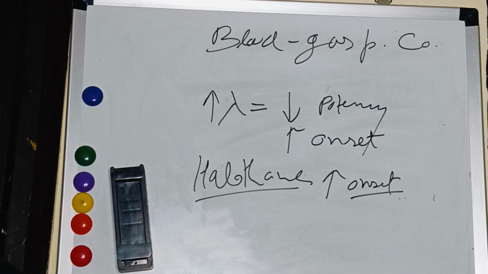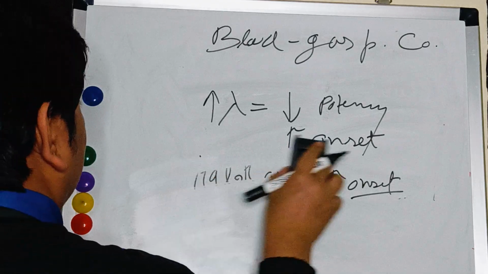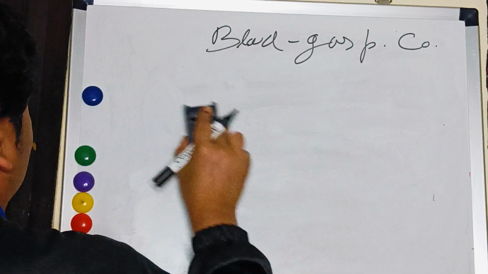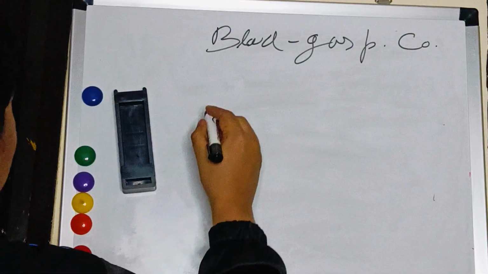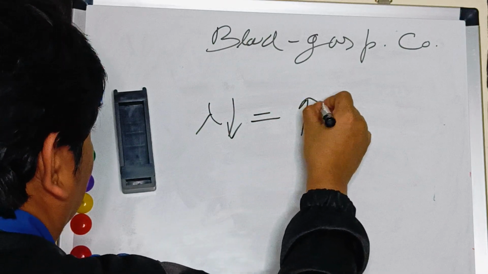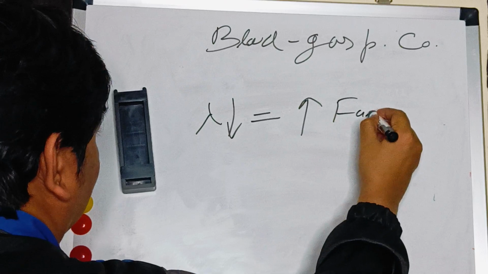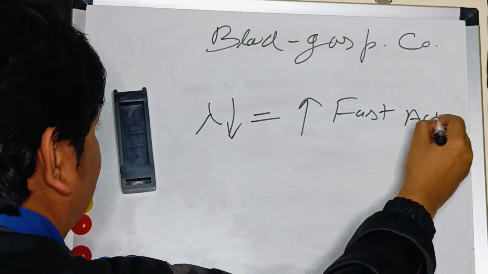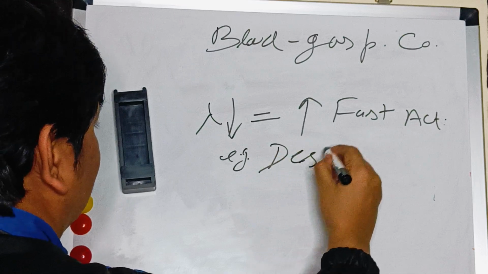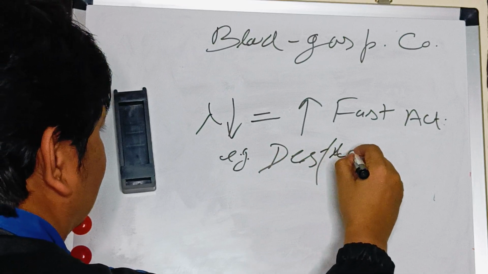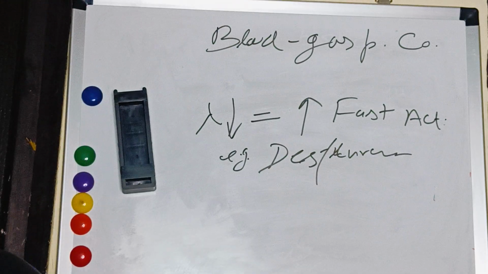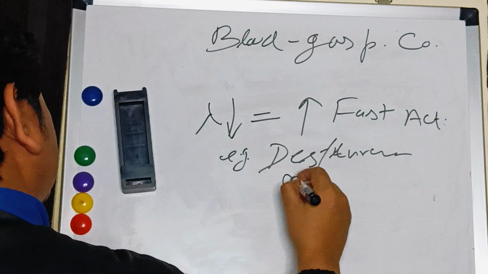Similarly, the drugs with a low blood gas partition coefficient have the opposite property. They are fast acting. Example, desflurane is the example, and nitrous oxide is also an example of that.